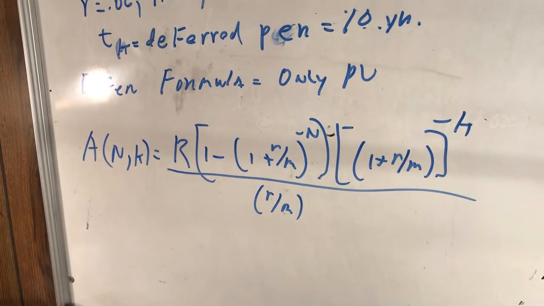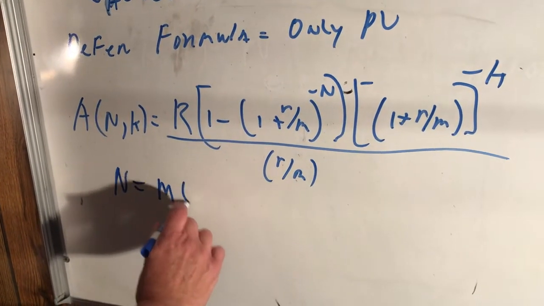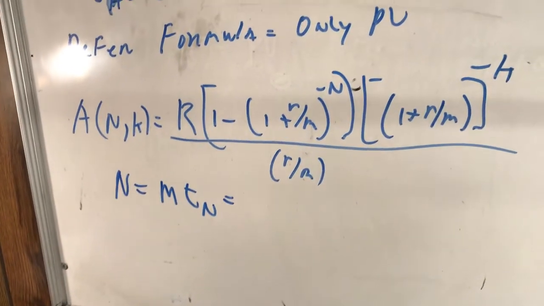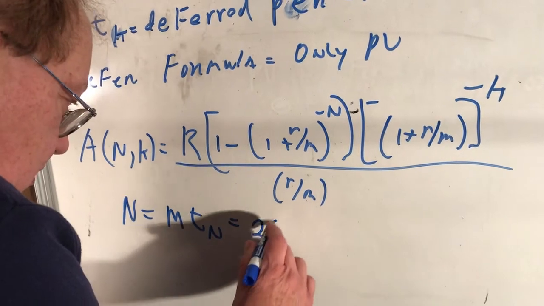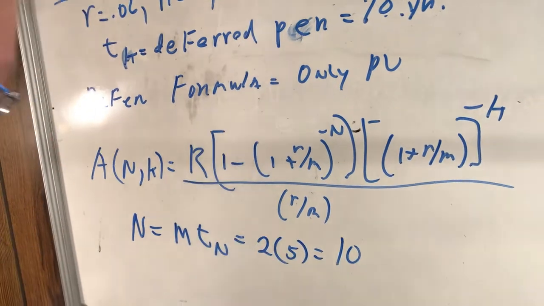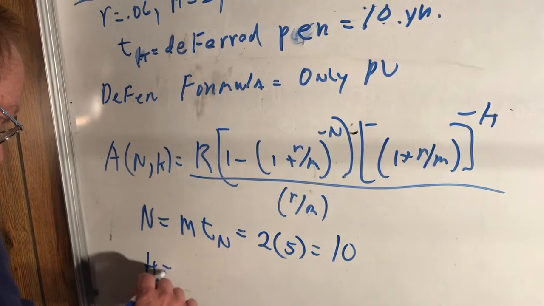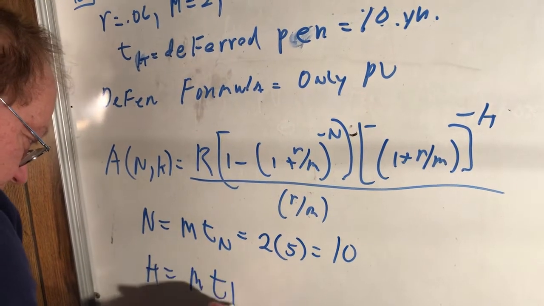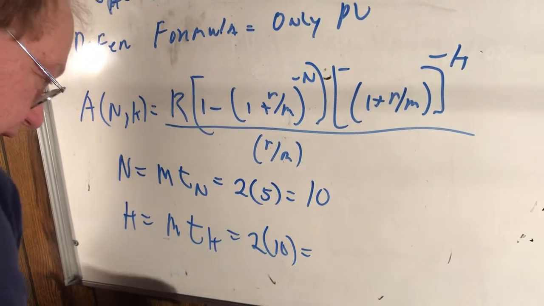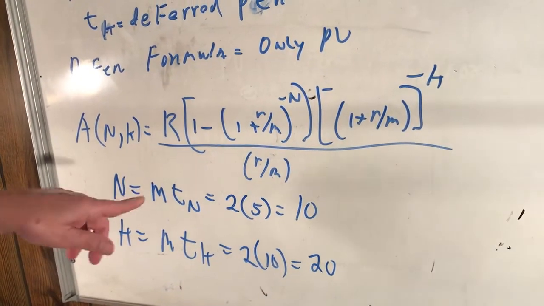All right, so we have to figure out N and K, and it says here, find the number of payment periods. So N is the number of payment periods. That's MTN. So, we compound twice a year, and TN is 5. So we have 10 payment periods. So that's our N. Now K is our deferment period. It's MTK. M is the same, and TK is 10, and that's 20. So now we have everything that we need for this formula.